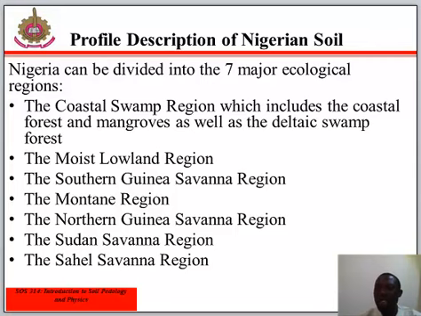Total annual precipitation ranges from 429 millimeters at Bonny in the east to 1755 millimeters at Lagos in the west. The rainy season lasts for about 10 months. The soils are mainly hydromorphic and derived from marine and lacustrine parent materials. The vegetation consists of coastal forests, mangroves, and deltaic swamp forests.